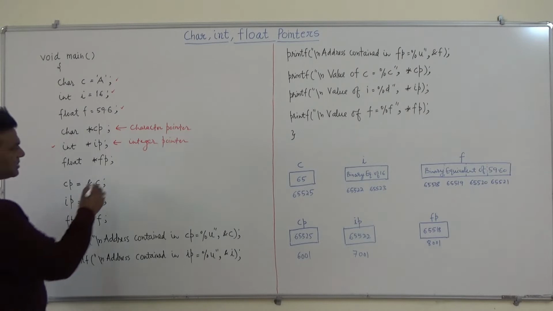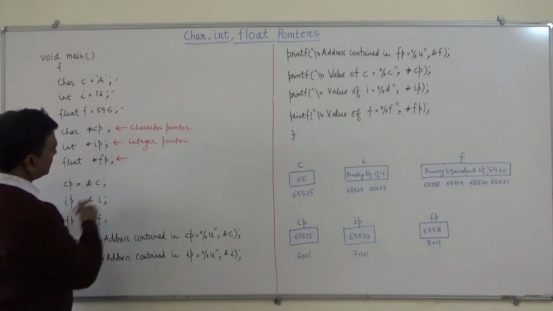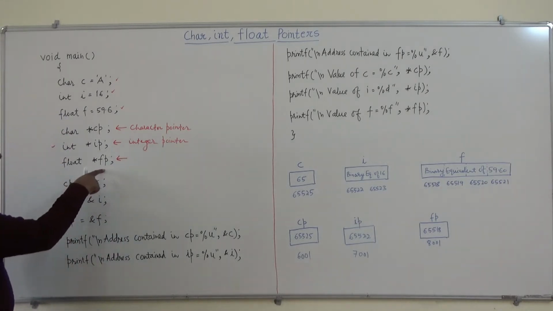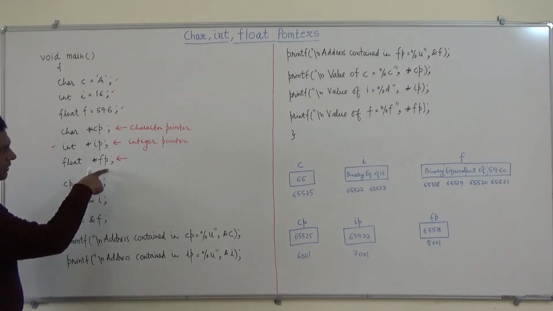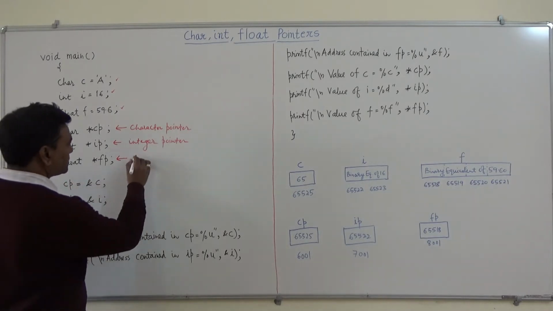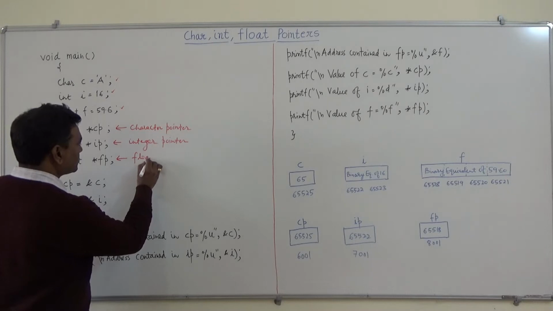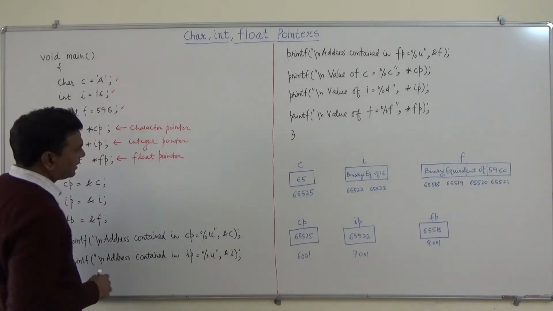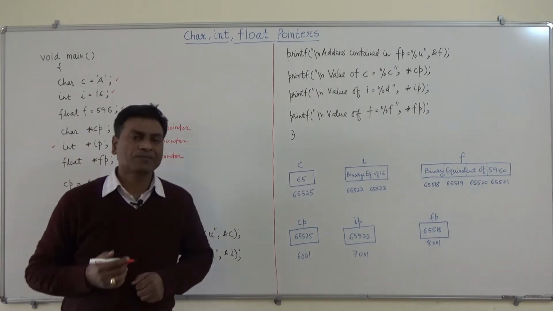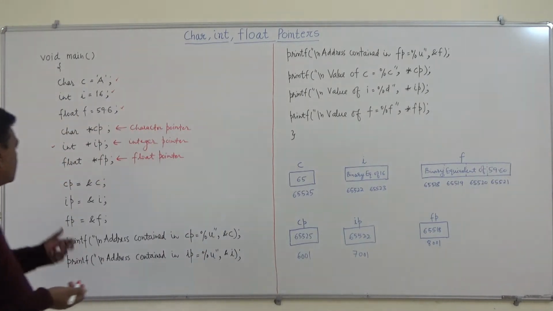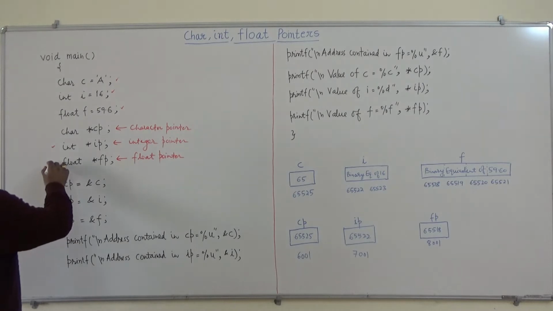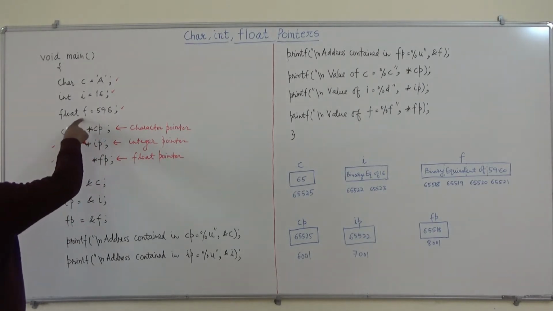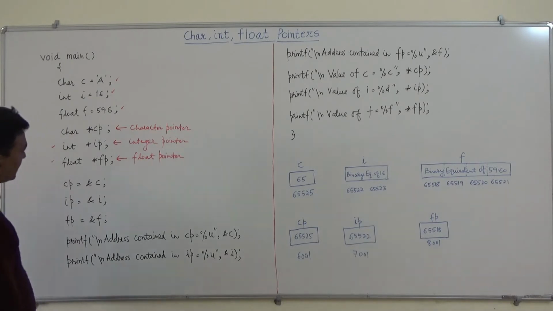And the third one is float asterisk FP. This is float pointer variable, float pointer. It can store the address of a float variable. Means we can say in this example, it can store the address of this particular variable, that is F, and its value is 59.6.